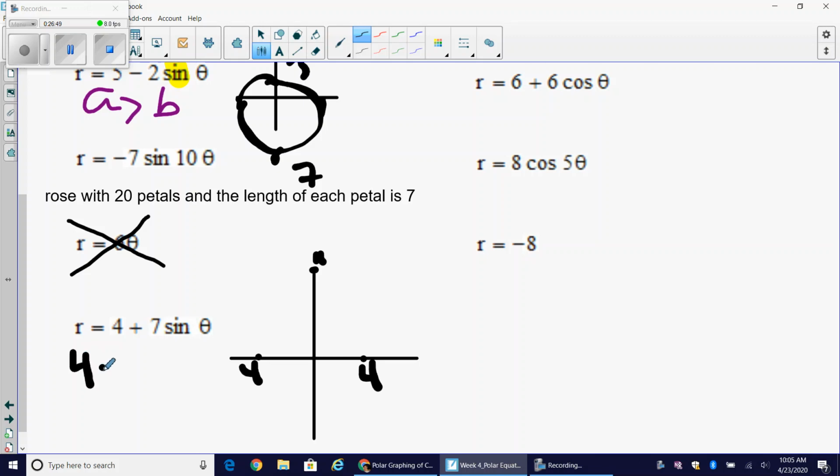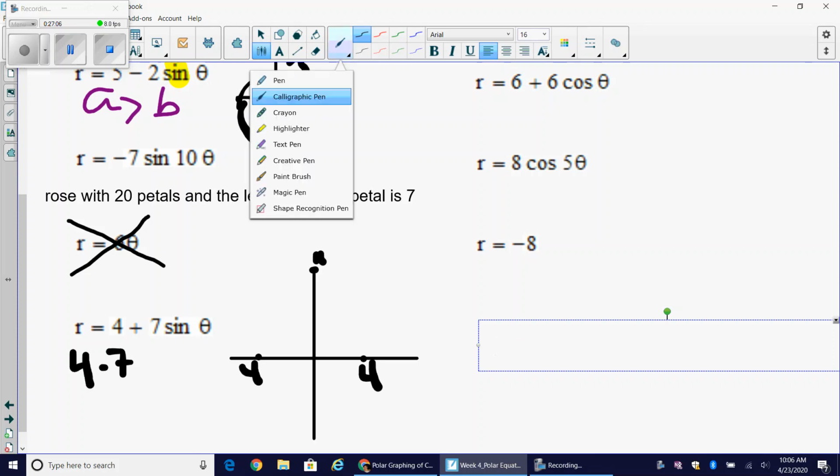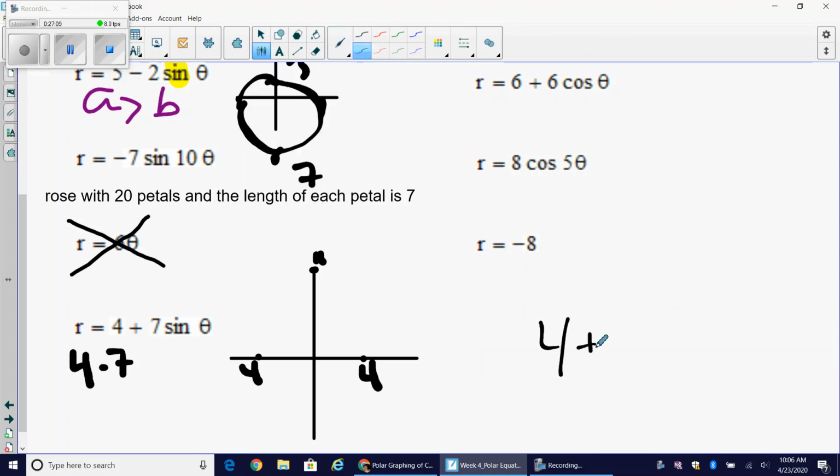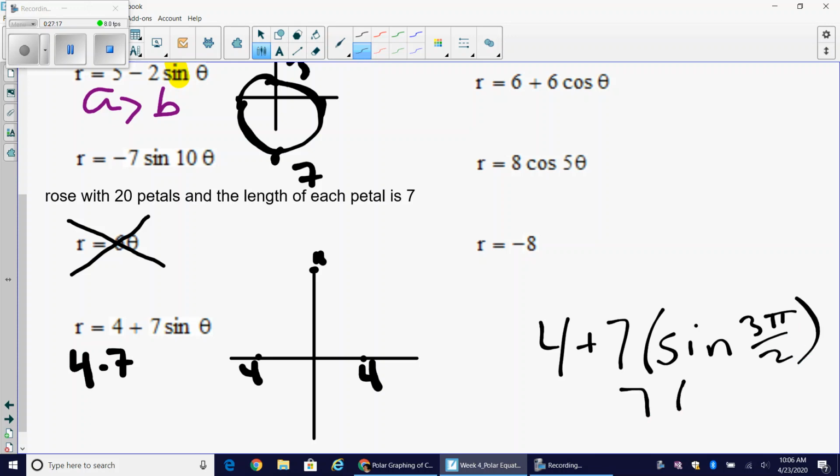Well, that gets me a negative radius. Sine is at its minimum at 3 pi over 2. Well, when I plug in 3 pi over 2, I get a negative 1. So when I plug in 4 plus 7 times the sine at 3 pi over 2, when I evaluate the sine at 3 pi over 2, that becomes negative 1. So I'm really evaluating 4 plus negative 7, which is a negative 3. That's why I end up with a loop inside at negative 3.